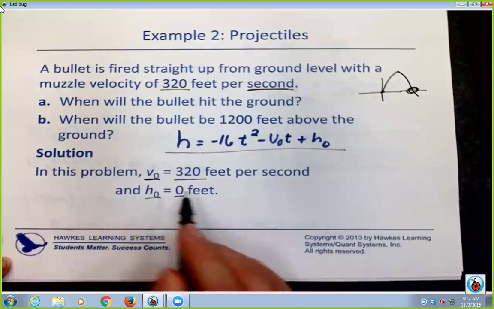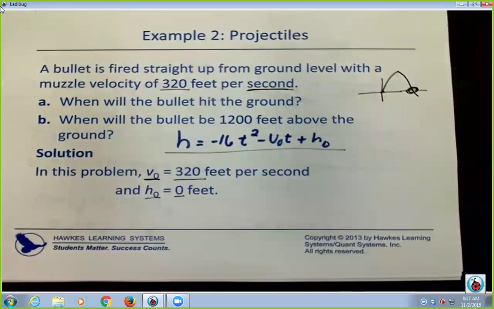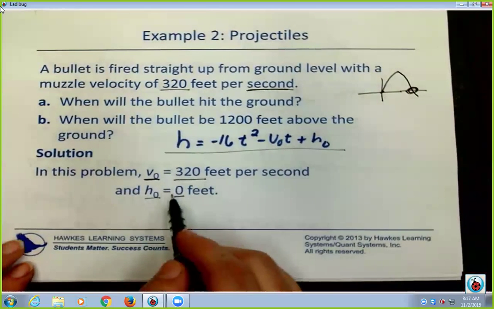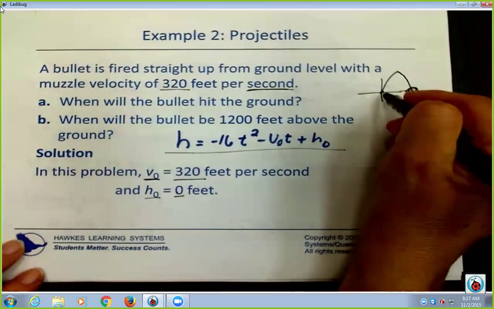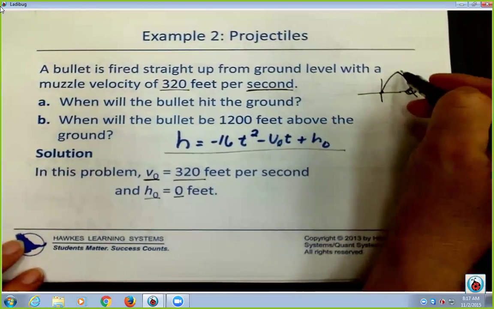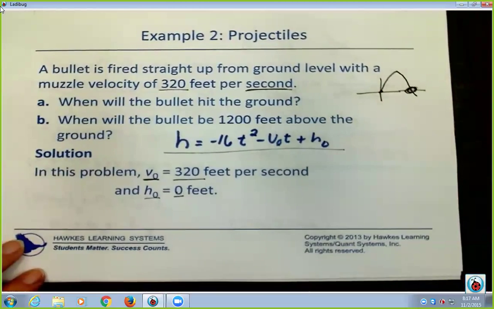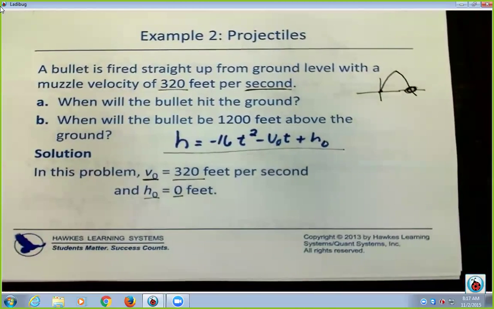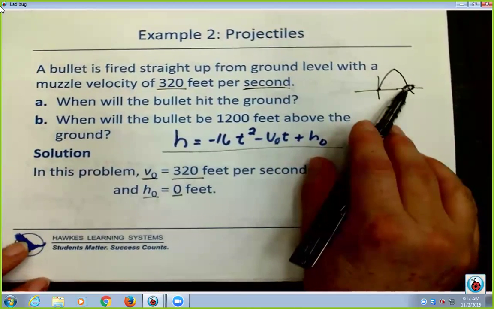H0 is how far off the ground you are shooting it. This person happens to be laying right on the ground. They're shooting it at 0, so that's right here. And so they're shooting it, and it's coming up, and it's landing somewhere over here. So we need to find out where that point is that it lands at.